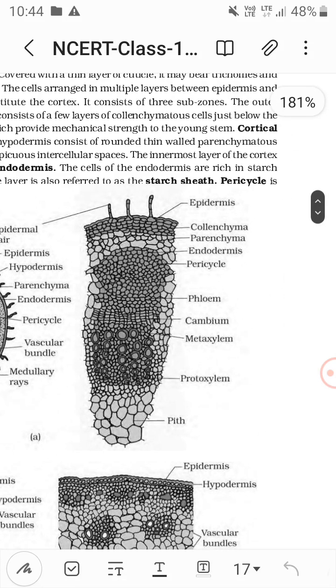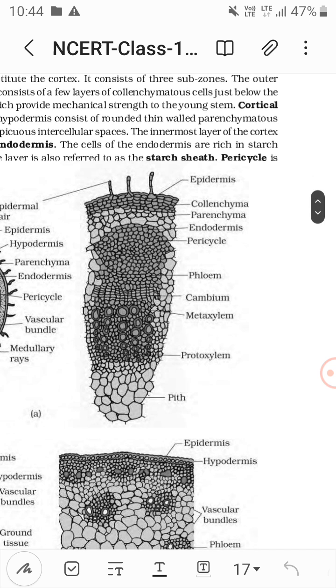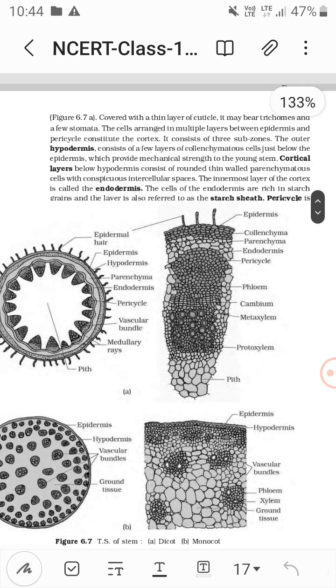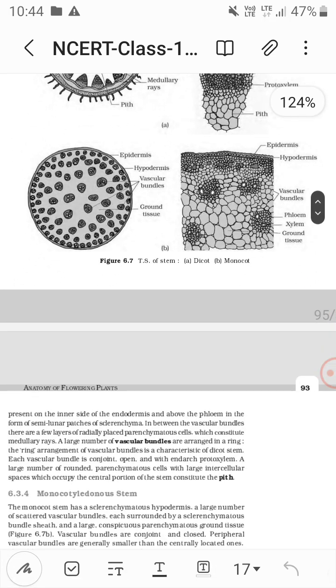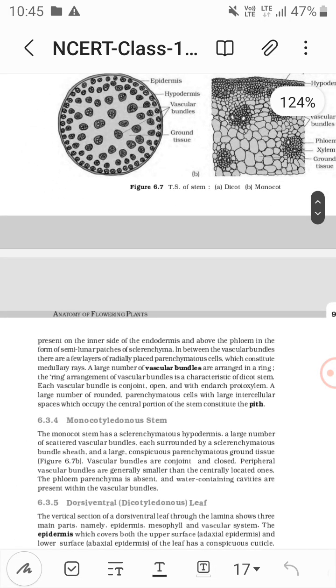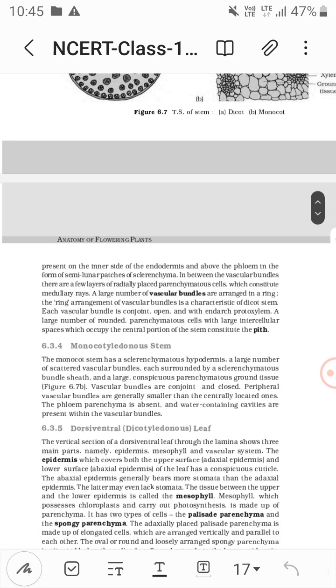See in this diagram: epidermis, then collenchyma, then parenchyma, then endodermis, then pericycle, then phloem, cambium, you see metaxylem, protoxylem, and then pith. So this is it. Now see the next topic, that is the monocotyledonous stem.